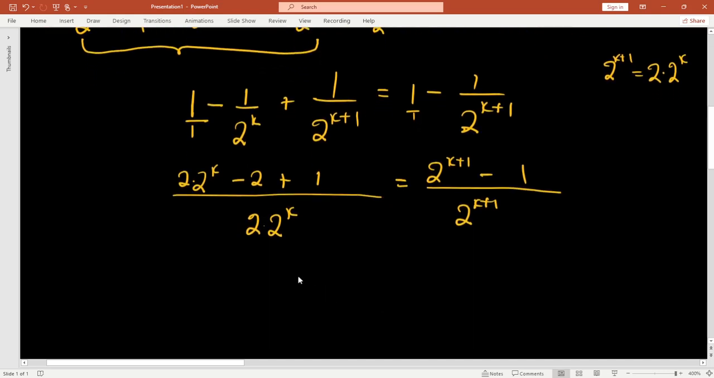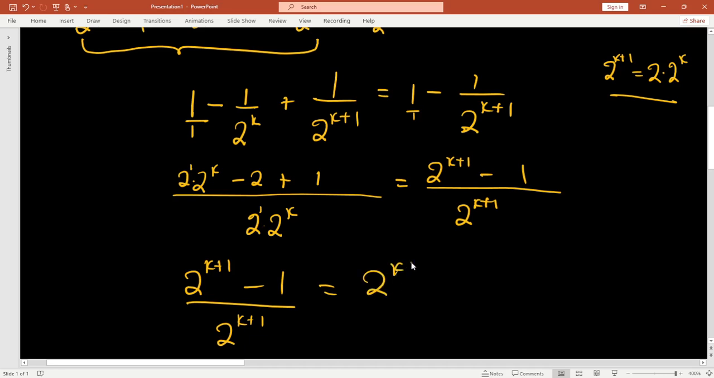Now this 2 has a power 1, and this 2 has a power k. If the bases are the same, we just add the powers like we did on this side. That gives us 2 to the power k plus 1. Then negative 2 plus 1, we get negative 1, divided by 2 to the power 1 multiplied by 2 to the power k, which gives 2 to the power k plus 1. So we get 2 to the power k plus 1 minus 1, divided by 2 to the power k plus 1.